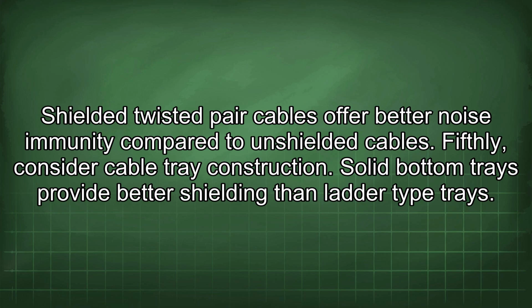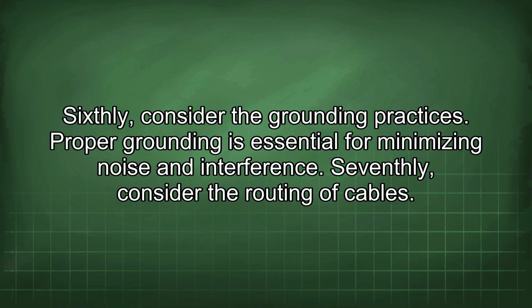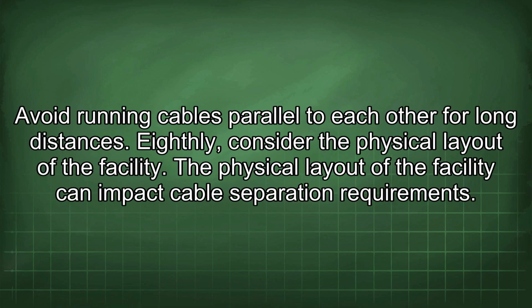Fifthly, consider cable tray construction. Solid bottom trays provide better shielding than ladder-type trays. Sixthly, consider the grounding practices. Proper grounding is essential for minimizing noise and interference. Seventhly, consider the routing of cables. Avoid running cables parallel to each other for long distances. Eighthly, consider the physical layout of the facility. The physical layout of the facility can impact cable separation requirements.